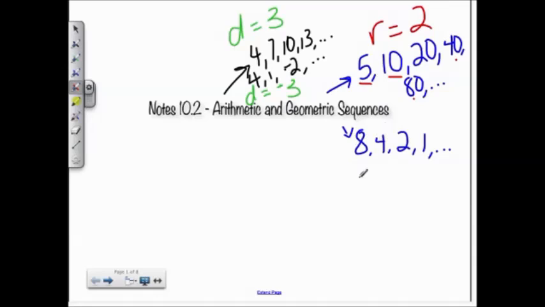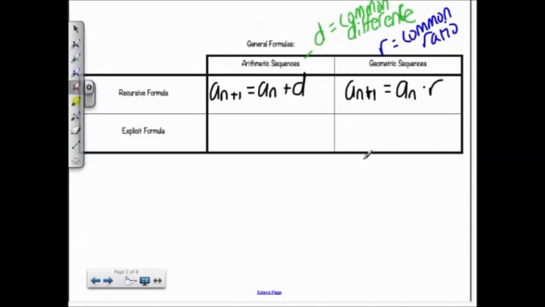Okay? So in this example, my r value would be 1/2, because 8 multiplied by 1/2 is 4, or I could just take this term in my sequence and divide it by the previous term, so 4 divided by 8, which would give me 1/2. All right? So that's how you find the recursive formula. Now, the explicit formula is going to be as follows.